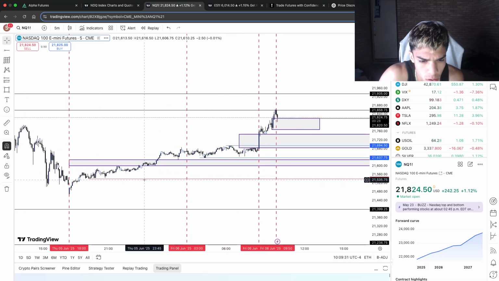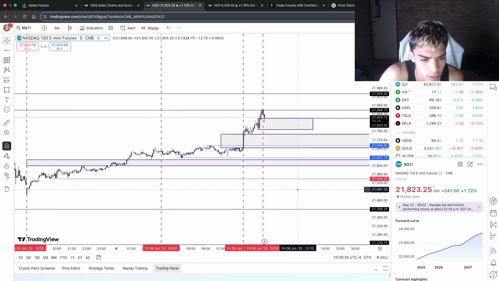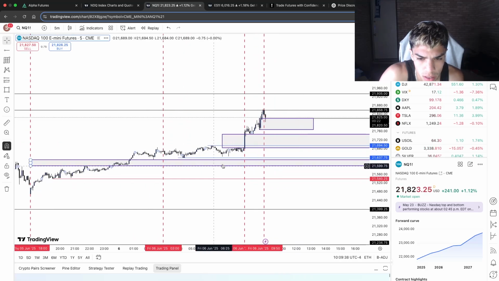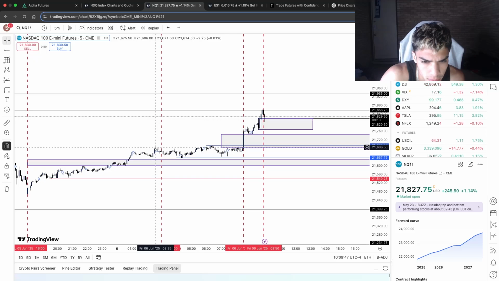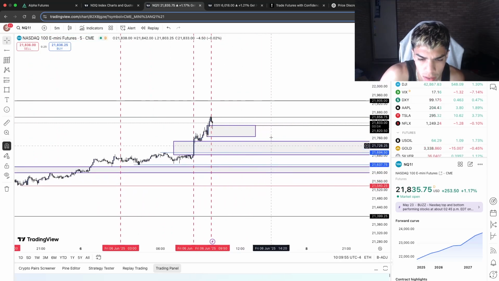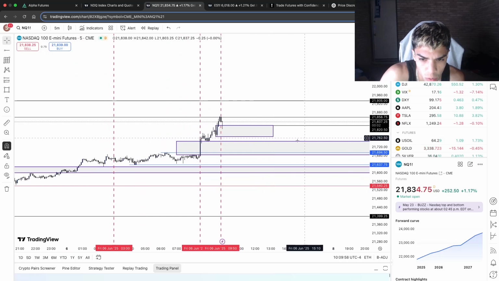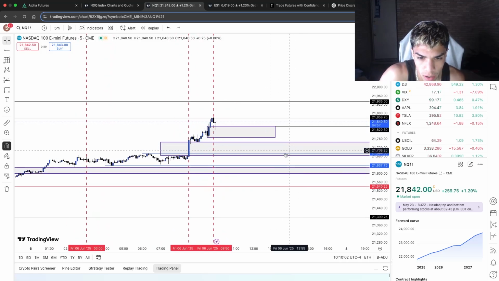The Asian session low. Wait, what? Yeah, Asian session low, London session high. Wait, what the hell? Am I tripping out? Yeah, London session high and London session low. The London session low got hit, and this 1 hour fair value gap got hit. So those key levels got hit. So yeah, price hit key level. The key levels got hit already.